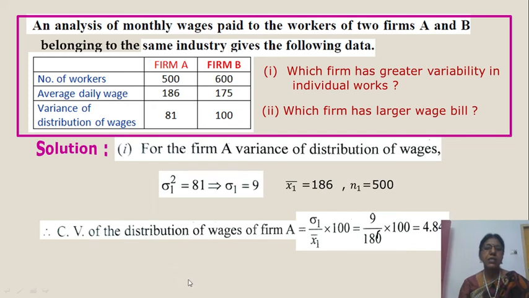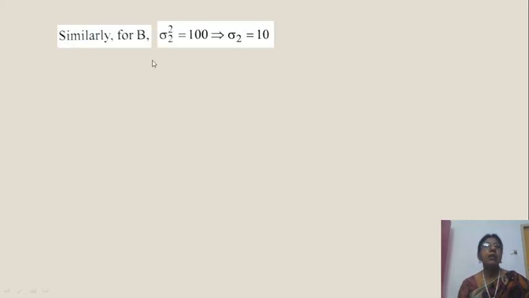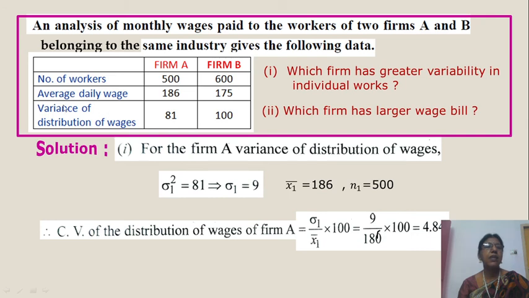Now, CV of distribution of wages. What is the formula for CV? CV is equal to sigma 1 by x1 bar into 100. Substitute sigma 1, x1 bar and 100, and you get 4.84. So the CV of distribution of the first firm is 4.84. Similarly, you find the CV of distribution of wages of firm 2 also. For B, sigma 2 square is the variance for the second firm, so sigma 2 square is 100.